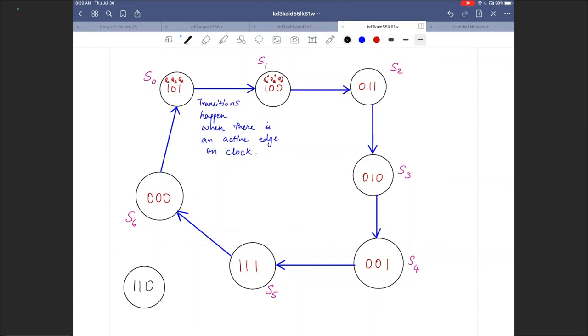Right, 6. Does it go into the loop? Does it go to 0? Does it go to 7 next? Does it go to 4 next? Or does it never go inside these transitions? What happens if it randomly powers up in this skipped state?